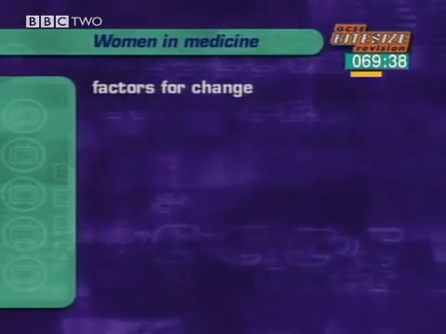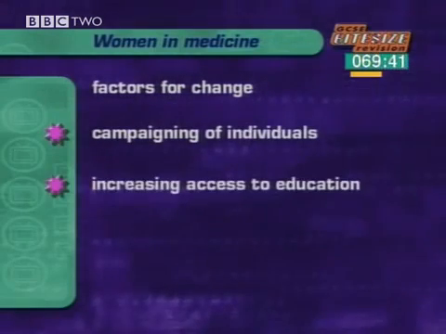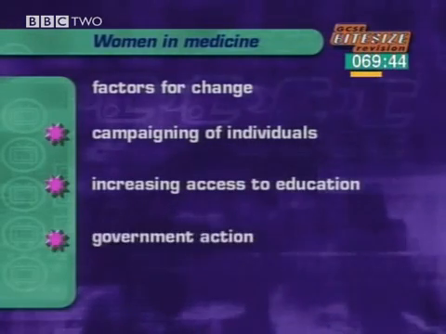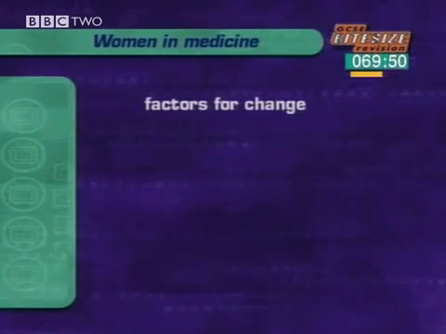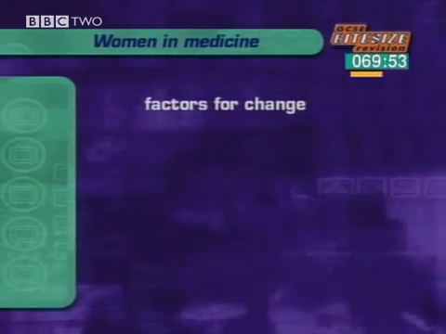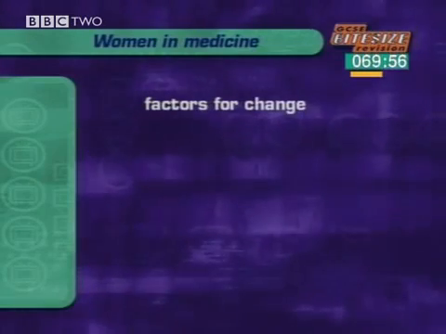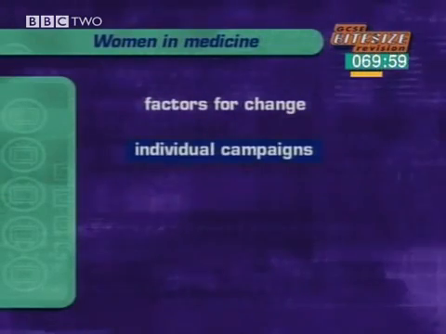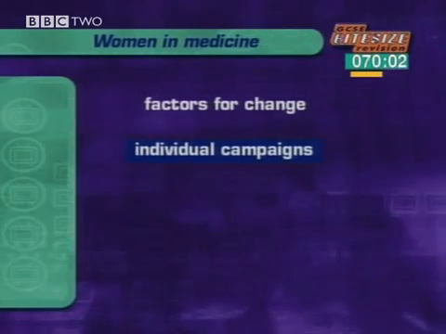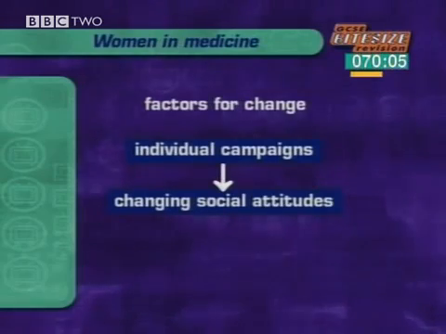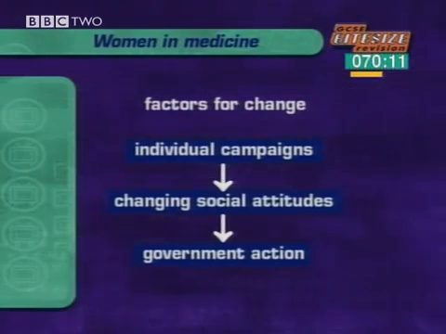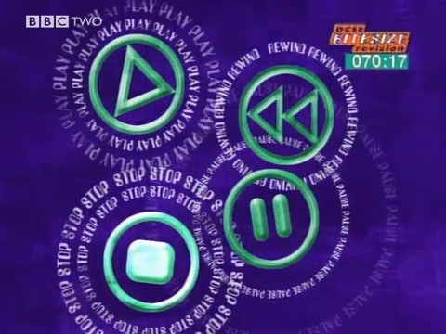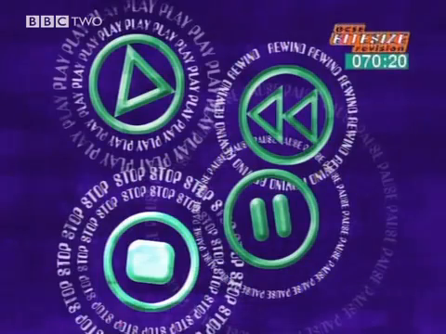Your list of factors may have included the campaigning of individuals, increasing access to education for women, government action, and changing social attitudes. Whichever you thought was most important, you should stress the way they interact with each other. For example, individual campaigns brought the issue to public attention. This helped to change social attitudes, and in response to this, government passed new laws. That's the end of the section on women and medicine.